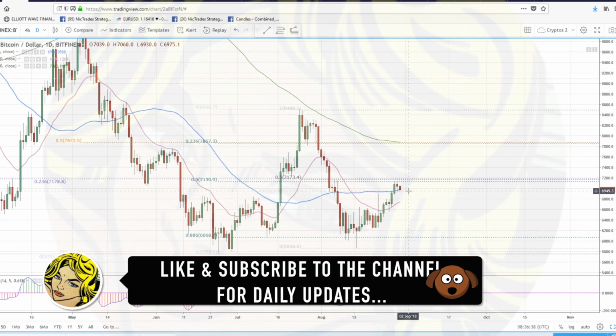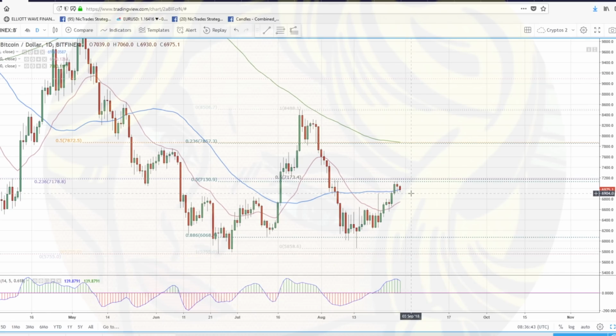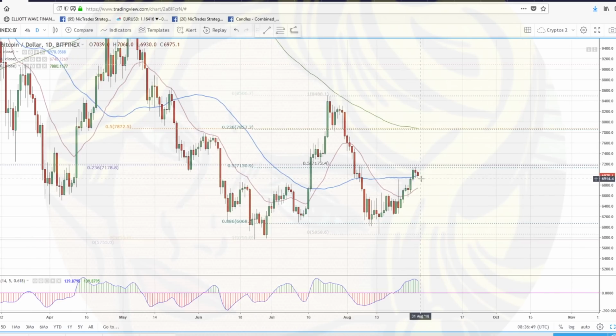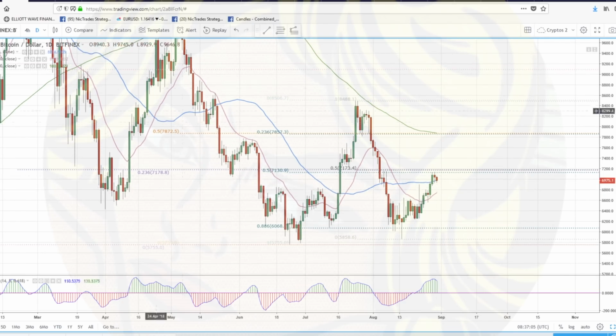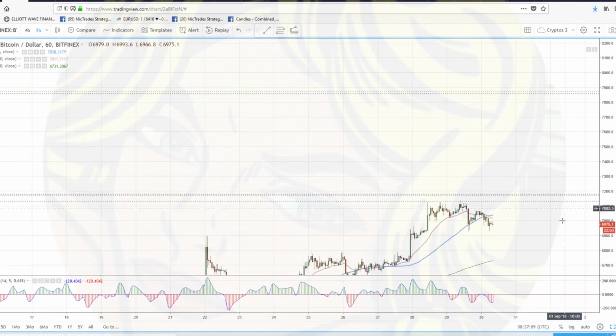But if we don't, and if we close below this daily 50 moving average, or if we close below yesterday's low, then we have a reversal here in Bitcoin, and we need to take a look at where we're going to come back to. So it's not 100% sure that we've got a reversal yet. It's just we're at a place where we really do need to hold on to this support.